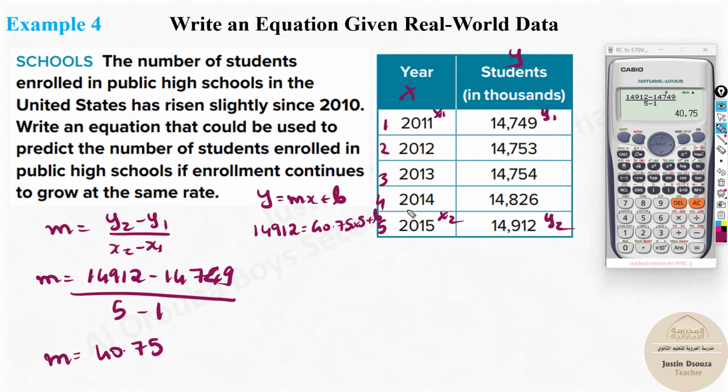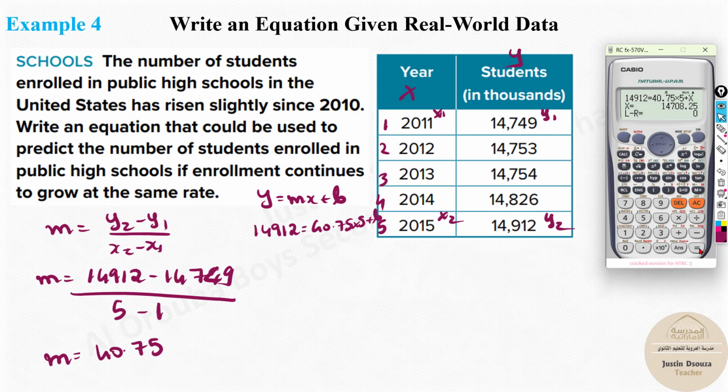Sorry for that cramped up space. Again, put in the calculator. You can even choose the first one. It's fine. But choose whichever you're choosing to use, to find the slope, sorry. 14912 equals 40.75 multiplied by 5. That is the x value. Plus b, that is the y-intercept which we are solving.